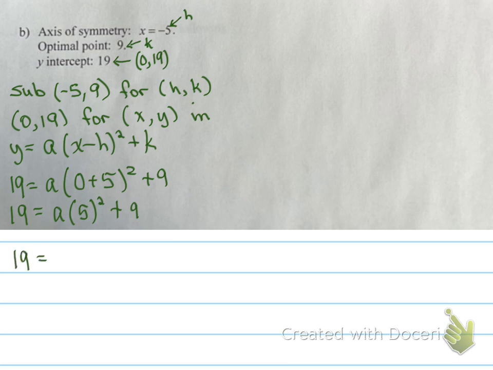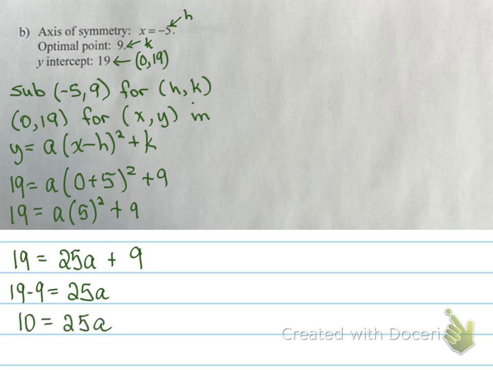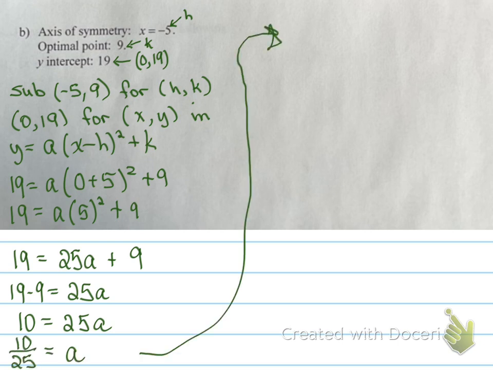19 equals 25a plus 9. We move the plus 9 to the other side. We get 19 minus 9 equals 25a. That is 10 is equal to 25a. And we divide both sides by 25. And we get a is equal to 10 over 25. That means a is equal to, when we reduce it, 2 over 5, or 0.4.